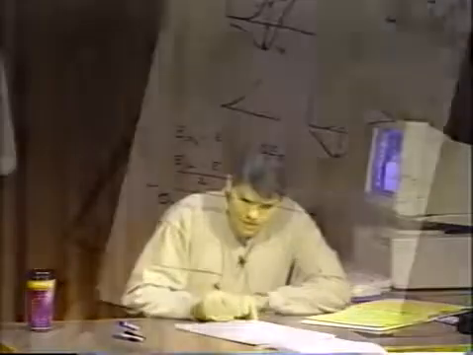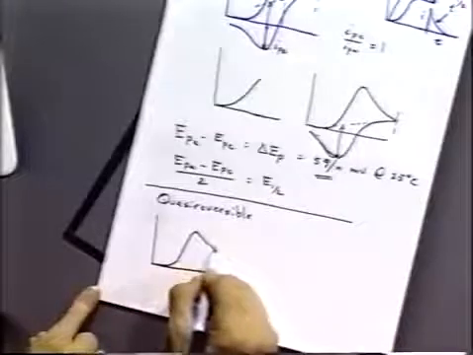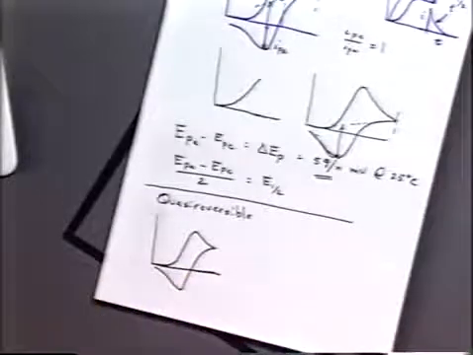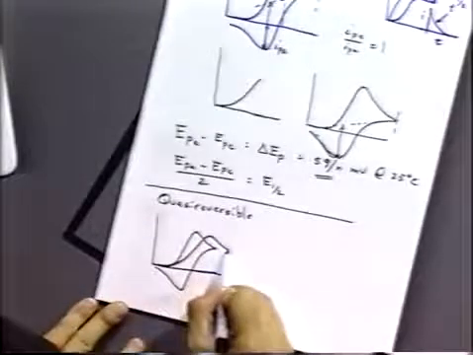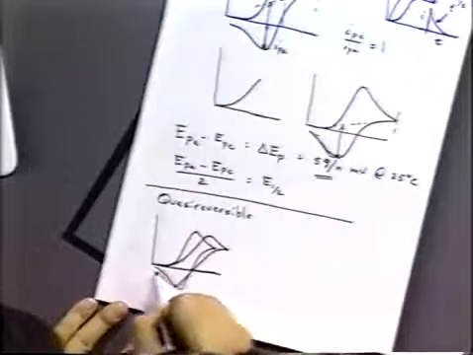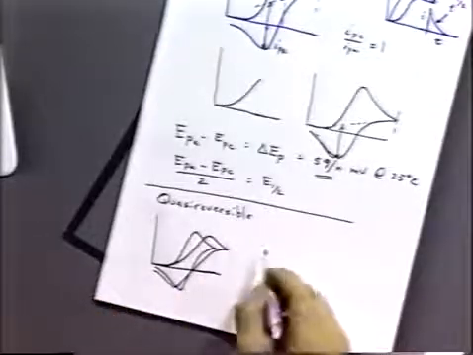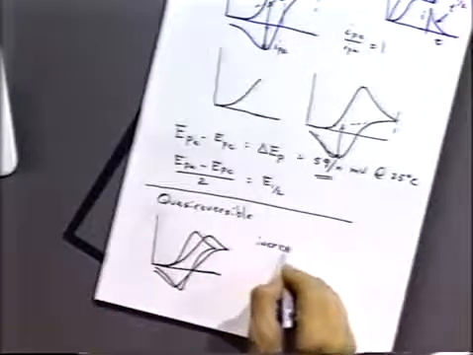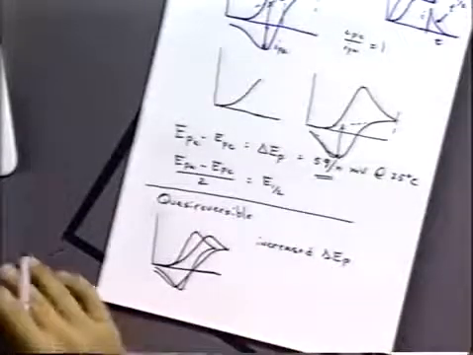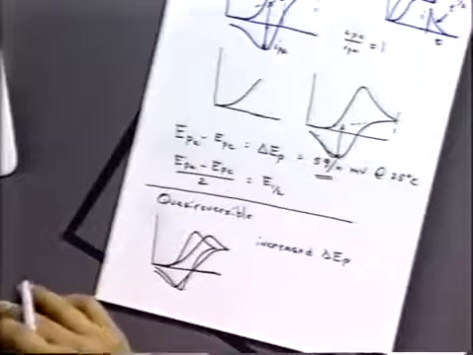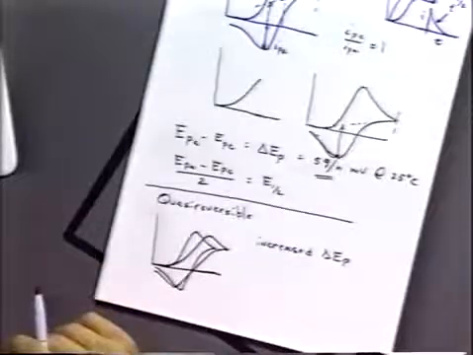And so instead of a curve like this for a reversible case with a nice 59 millivolt peak separation, under quasi-reversible conditions the peaks will shift out, and you'll see an increased delta E peak. So this is a very diagnostic number. You can look at the delta E peak value, and if you see a shift away from 59 millivolts, that suggests quasi-reversible kinetics.